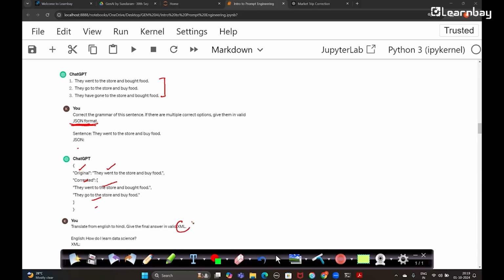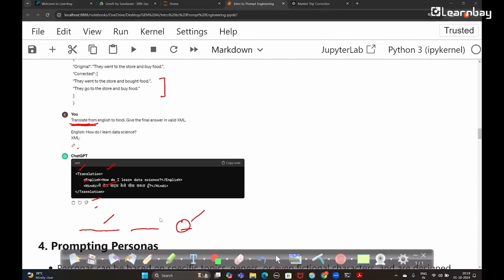Similarly, if you say, can you give me the answer in XML format? Here I'm saying translate from English to Hindi. That is the clear instruction. Now, how do you want it? I'm saying give the final answer in a valid XML format. And here I'm saying English: how do I learn data science? And the answer is coming in XML format. Translation, English: how do I learn data science? It's like an HTML format, just XML format. And Hindi: मैं data science कैसे सीख सकता हूँ, under translation. This is what is called output structuring, my friend. Are you guys with me?